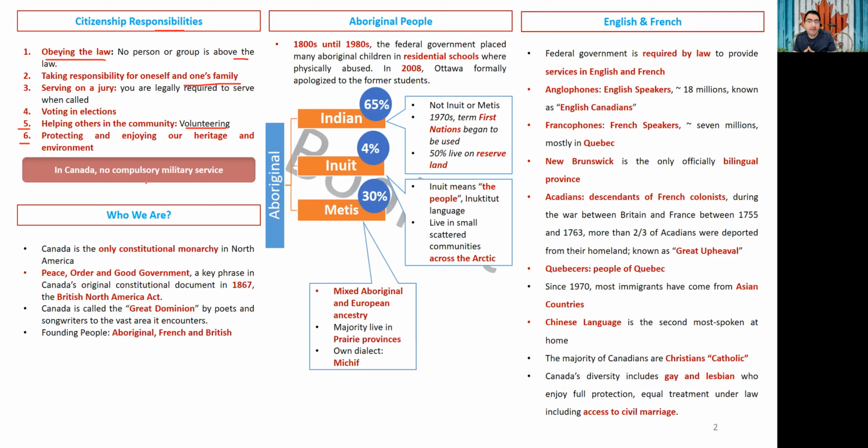Okay. So now we have just finished our lesson. We spoke about two things: the rights of citizenship and the citizenship responsibilities. And next time we will speak about who we are, or the main groups of people actually living in Canada. We will categorize them and see different categorizations.